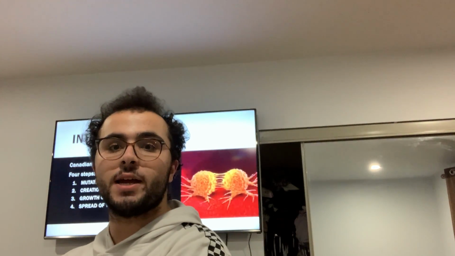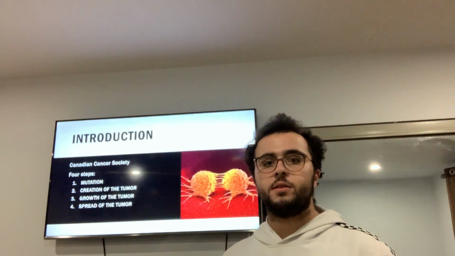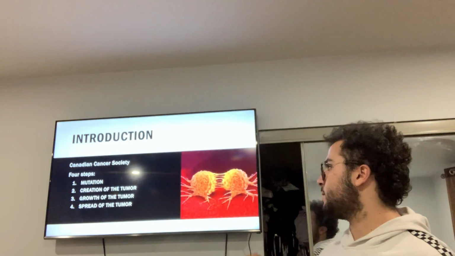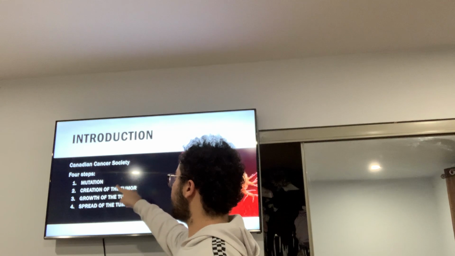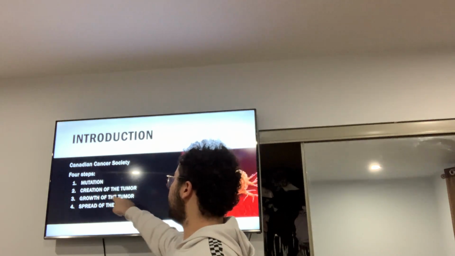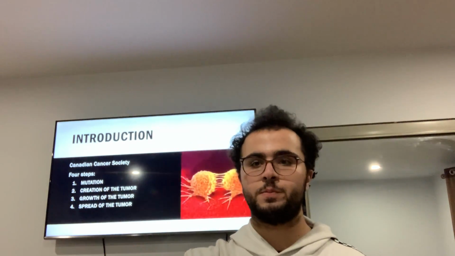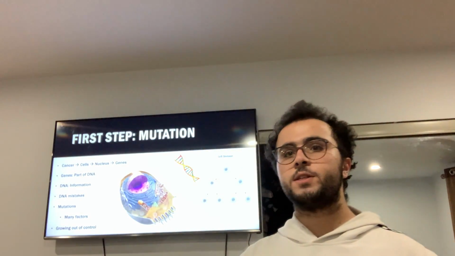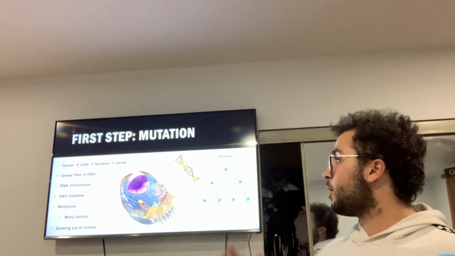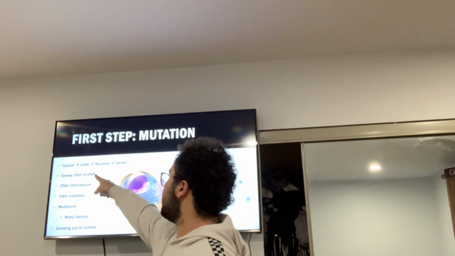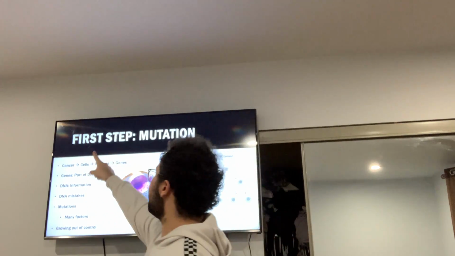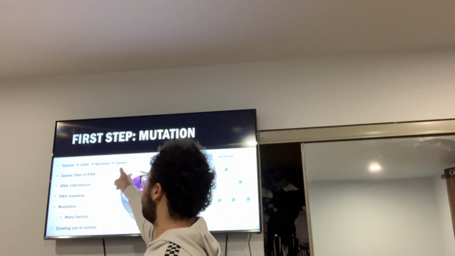to a giant tumor. There are four steps in this process: the mutation, the creation of the tumor, the growth of the tumor, and the spread of the tumor. The first step is the mutation. A cancer starts in a cell in your body, and more specifically in the nucleus with the gene.